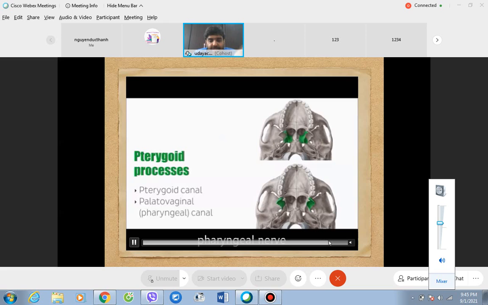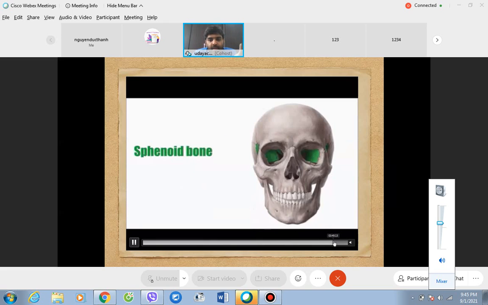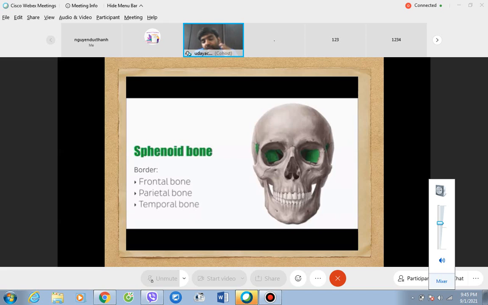Coming to the articulations of the sphenoid bone, the sphenoid bone is attached to the frontal bone with the sphenofrontal suture, the parietal bone with the sphenoparietal suture, the squamous part of the temporal bone with the sphenosquamous suture, and the occipital bone with the spheno-occipital suture.